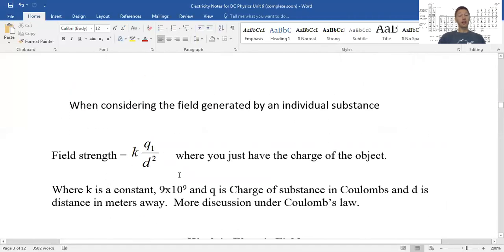When you think about the field generated by an individual substance, like just a charged atom, the field strength is no different than the gravity equation. We'll get to that later, but for now, you just think of it as the field strength equals K, which is a constant, Q is the charge of the atom, and D is how far away the substance is. That'd be like where your field strength is located. So we'll discuss that more later, but for now, if you want to know the field strength for an individual atom, you got this K constant, which is really large.